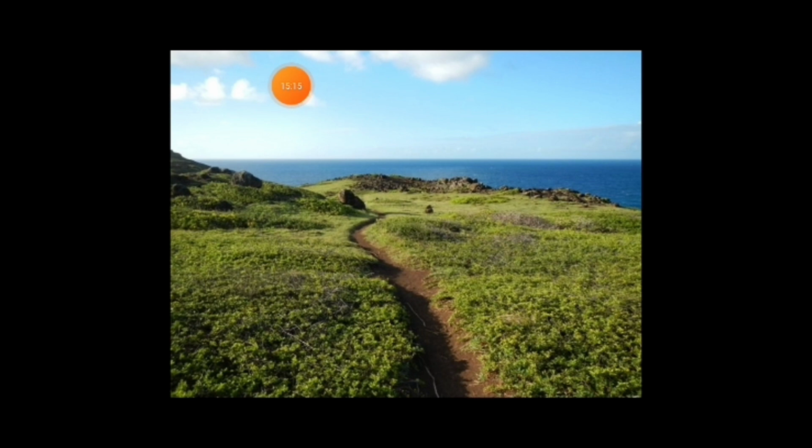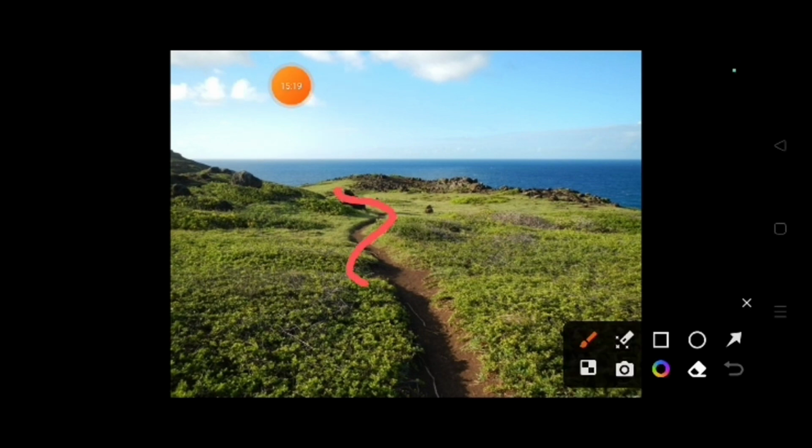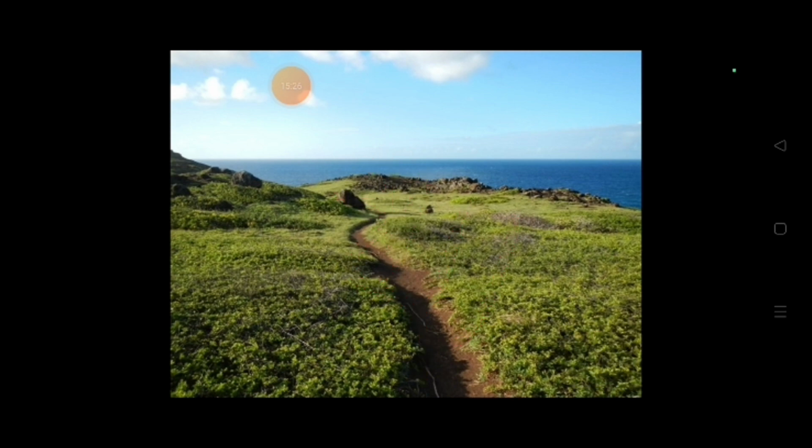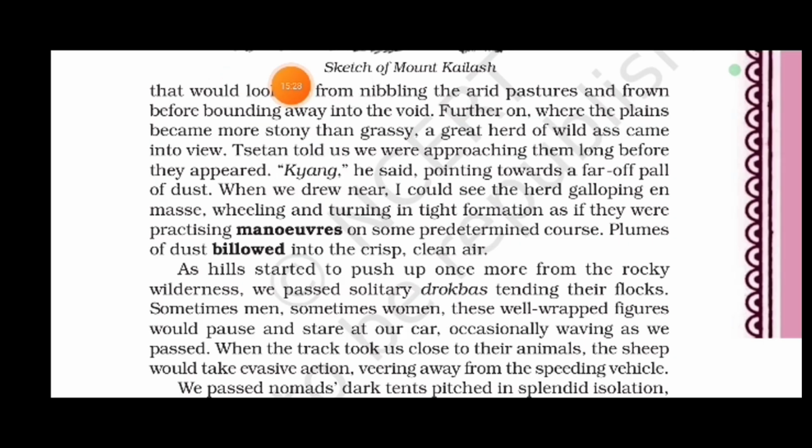Okay, this is a trail. Imagine these animals, wild asses, were coming like this, and a cloud of dust was rising from here. Okay children, see, a lot of dust was rising. I could see the herd galloping en masse. En masse means together. Wheeling and turning in tight formation, going together as if they were practicing maneuvers, military exercises.